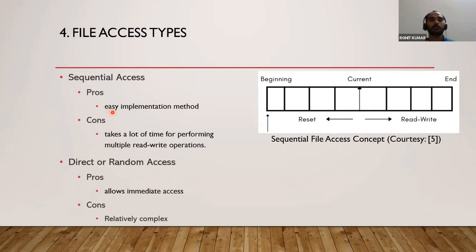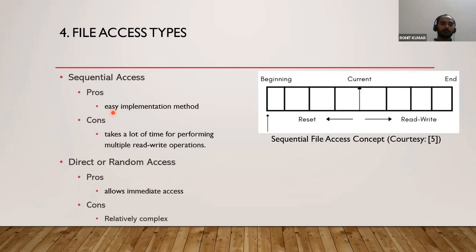So what are the pros? It's very simple to implement because the underlying concept is very simple. You just need to simply access each and every memory location that is in the course of traversal. If you want to move to the nth location, you have to move across n-1 memory locations, and then only you can move to the nth location. What are the cons?